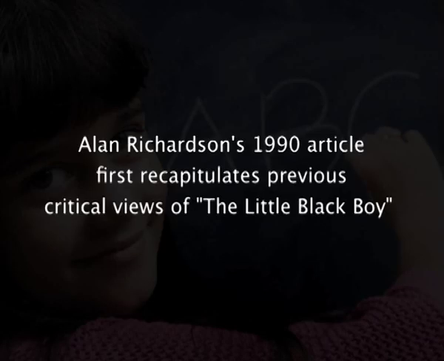Alan Richardson's 1990 article first recapitulates previous critical views of The Little Black Boy and then positions Blake's poem within the context of other late 18th and early 19th century anti-slavery poems. Richardson utilizes both the text and illustrations of the poem to support his central contention that The Little Black Boy poses a critique of the colonialist discourse informing anti-slavery poems and tracts, and offers a paradigm of resisting new forms of social discipline epitomized by industrial children's fiction and tracts for the lower orders, a popular literature imposed from above.